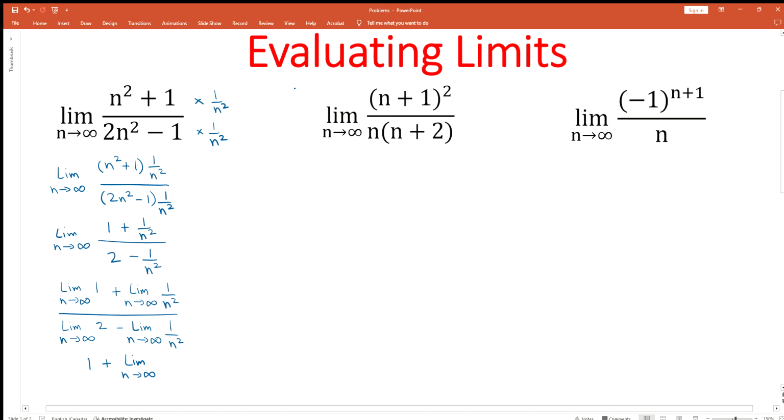We can break up 1 over n squared into 1 over n times 1 over n. In the denominator, 2 is a constant, so the limit value is 2. We can break up 1 over n squared into 1 over n times 1 over n. Next, we can apply the limit to 1 over n in the numerator and denominator.